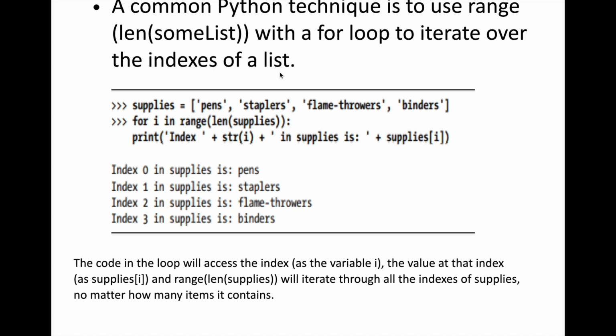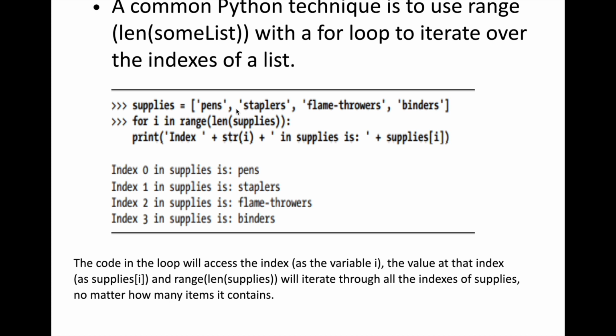How to do that? See here, I am going to explain with a simple example. Here I am creating a variable supplies, and then I am going to assign my list value to the variable supplies. So my list contains these values: pens, staplers, flamethrowers, binders. So I'm creating a list of supplies, and I'm assigning the list value to the variable supplies. Now I want to print these supplies one by one.